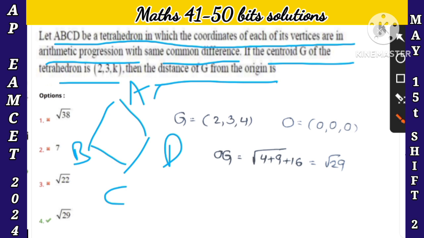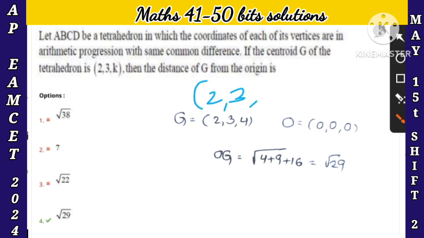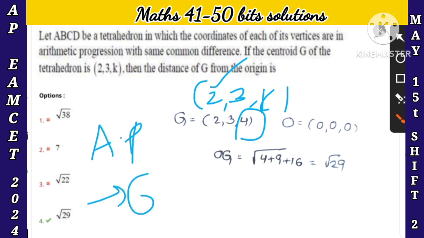That is, we take the points as x, x plus 1, x plus 2 like that. The coordinates of the points are in arithmetic progression. Given that the center of the tetrahedron is 2, 3, k. Now, directly by verification, I take the value k equal to 4. Since the vertices are in AP, automatically the centroid coordinates are also in AP.